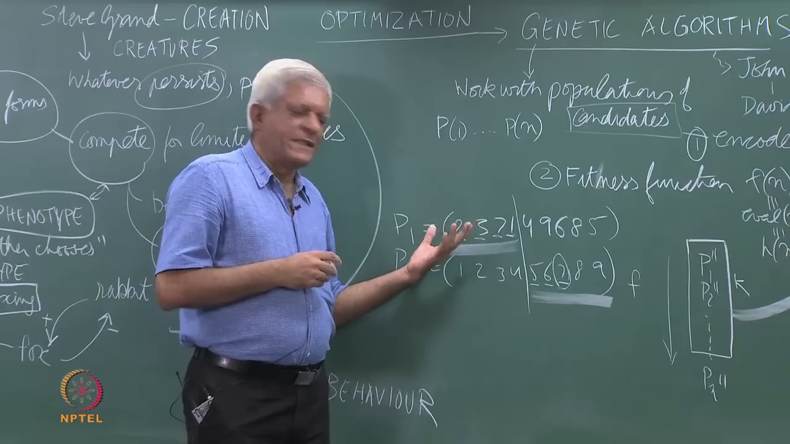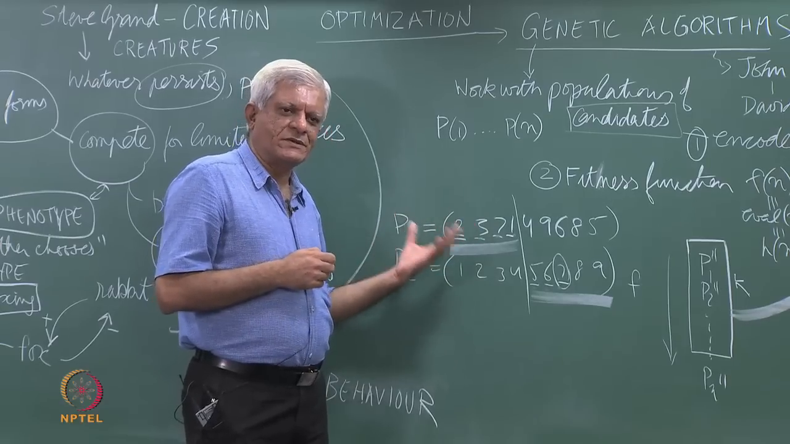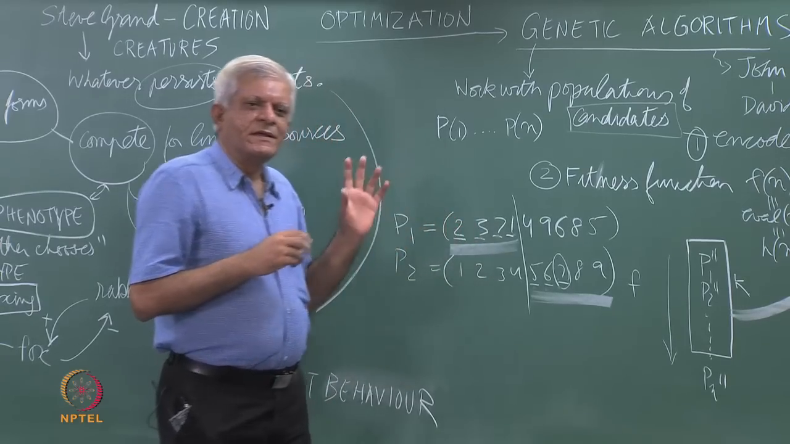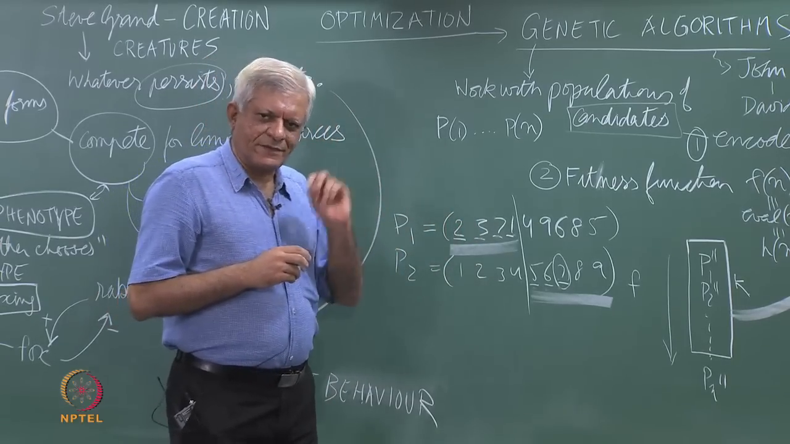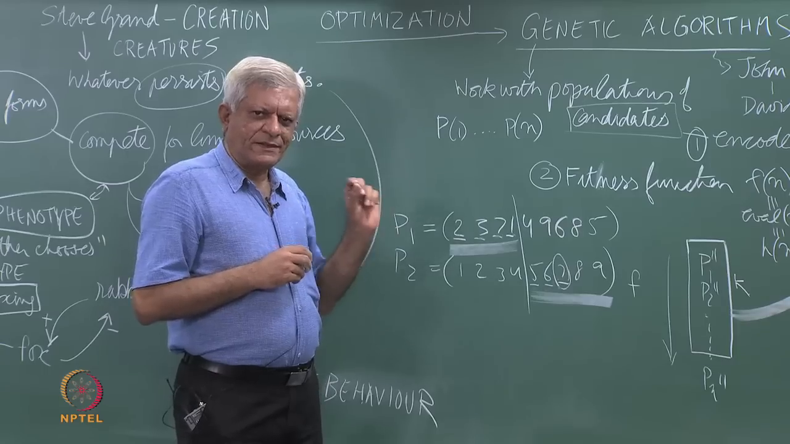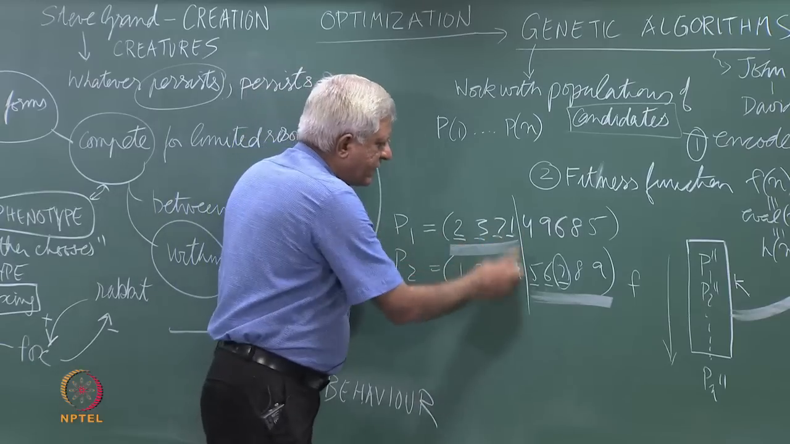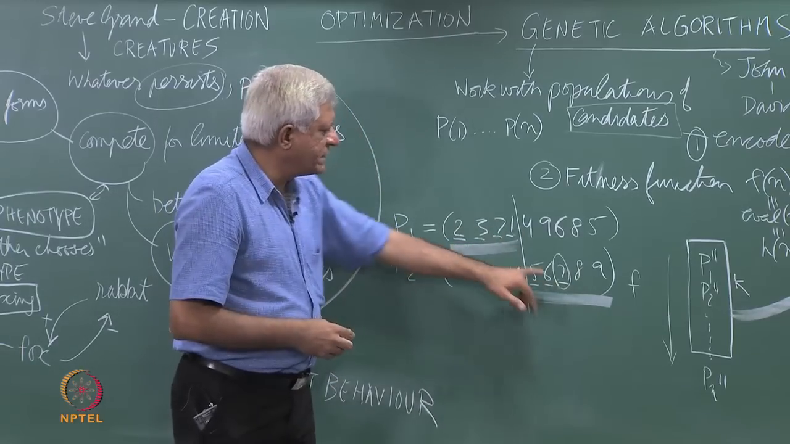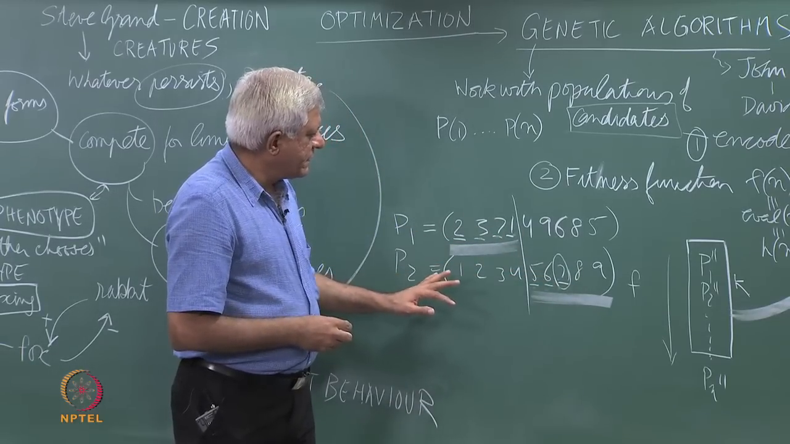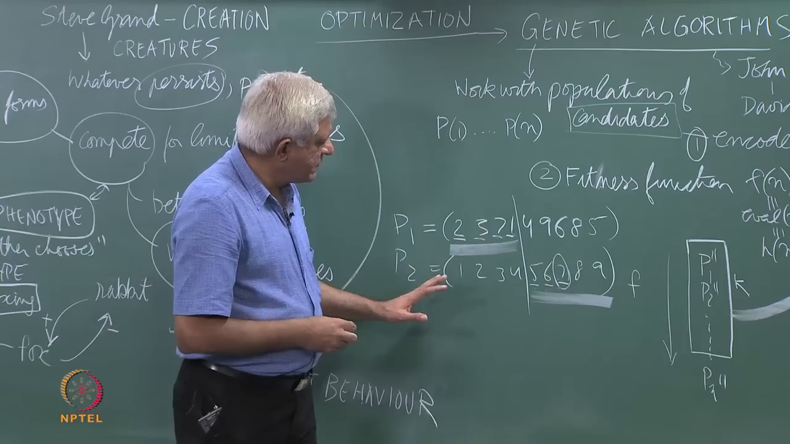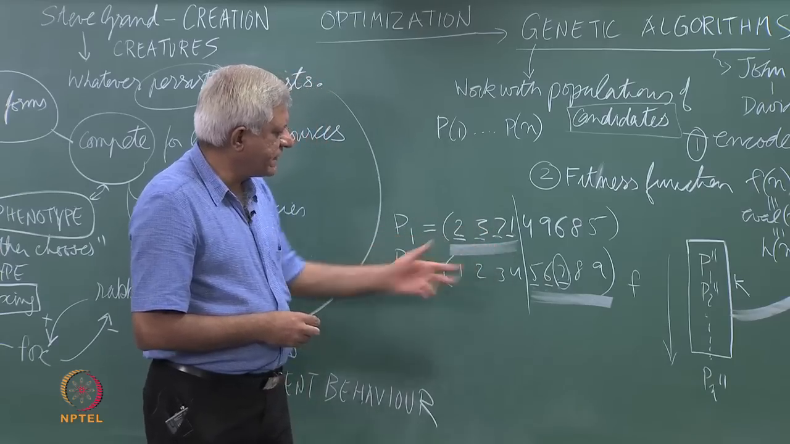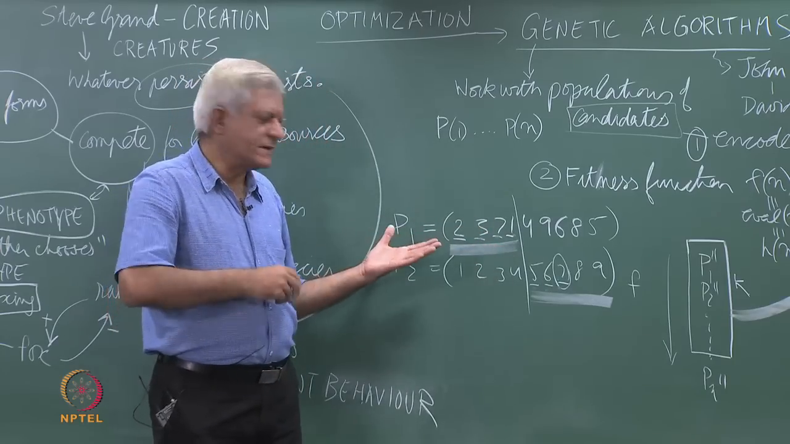What we want is a population of candidate solutions, and what is a candidate solution? One in which every city is visited exactly once, which means basically it is a permutation of the numbers 1 to 9, and this sequence of numbers is not a permutation, because 7 is repeated and 4 is missing essentially. So, it is not a permutation.